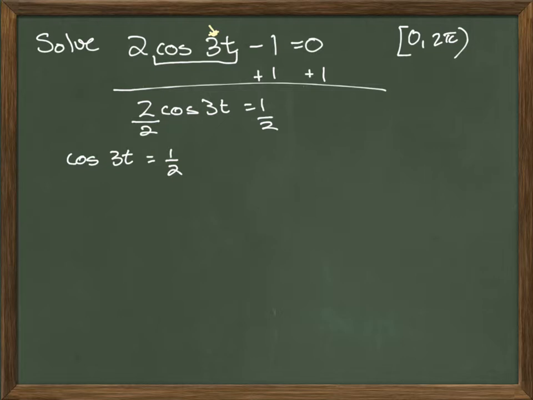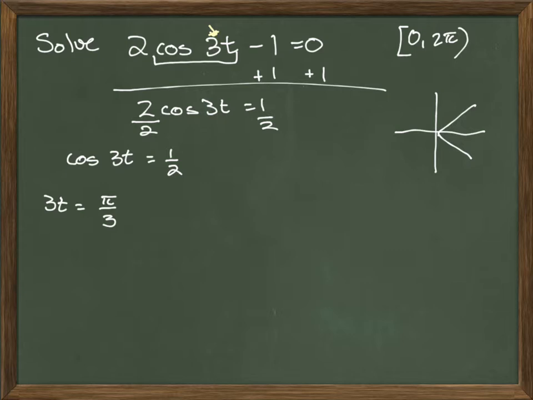The cosine is positive in quadrants. Which quadrants is the cosine positive? 1 and 4. All students take calculus. So the way we write this now is we're going to say 3t equals, and the angle is 60 degrees or pi over 3.